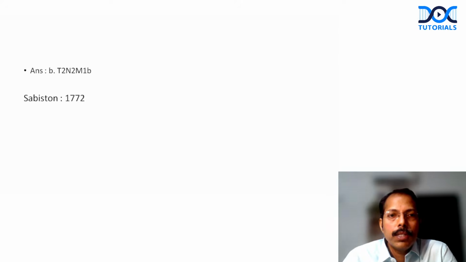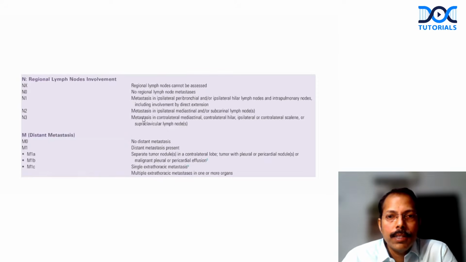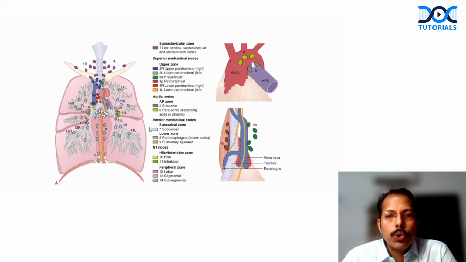So for this question, the answer is T2N2 M1B. And how T2? Any tumor up to 5 centimeters is classified under T2, and here ipsilateral mediastinal and subcarinal nodes come under N2, and M1B, that is brain metastasis. Okay, so these are all the conditions you should apply in answering your question.